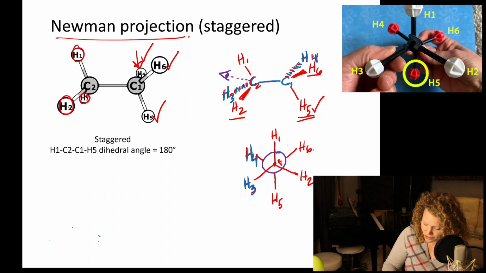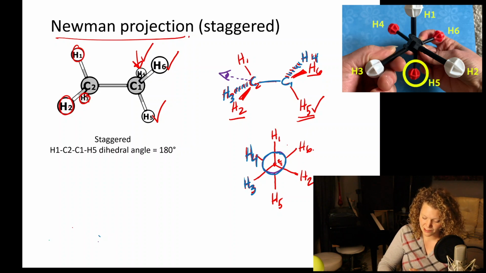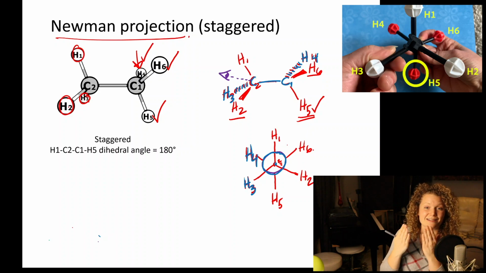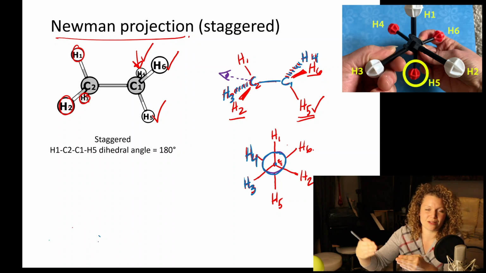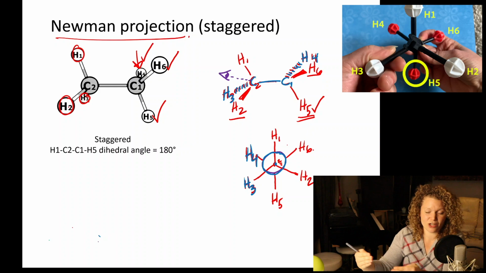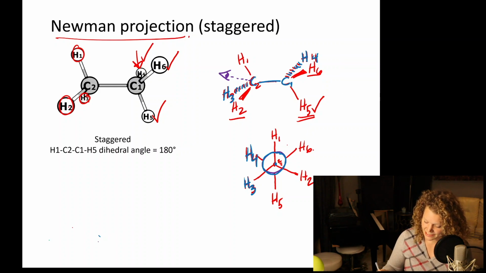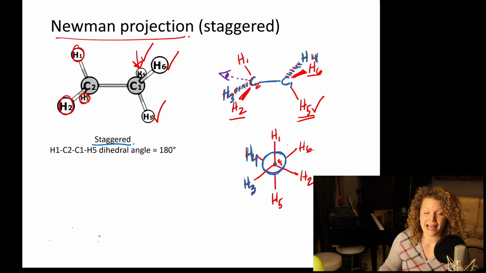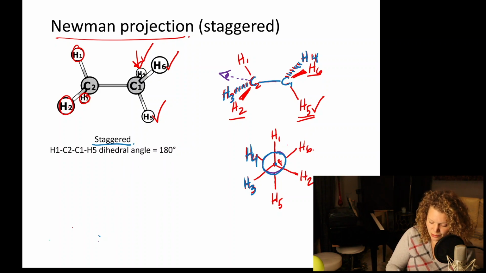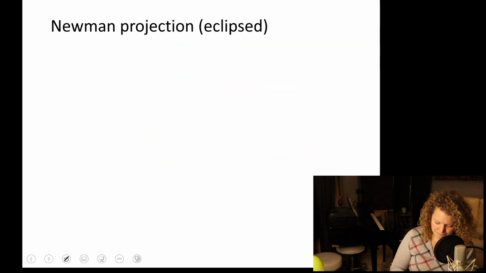A Newman projection uses this little circle to identify that the 3 things bound to this center dot are in front, and everything that doesn't cross that circle is actually right behind. It's on that carbon behind it. This is a Newman projection, a staggered Newman projection for ethane. Staggered Newman projections are more stable, and we'll talk about why in just a minute.